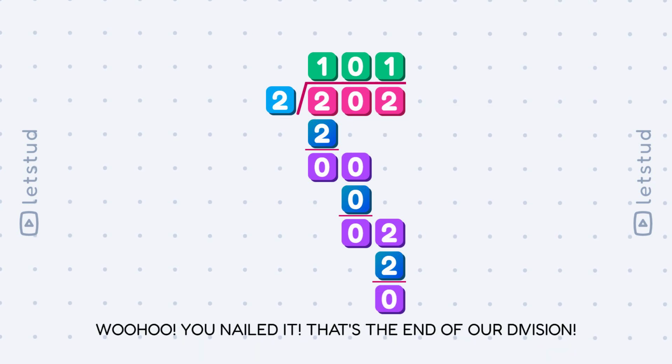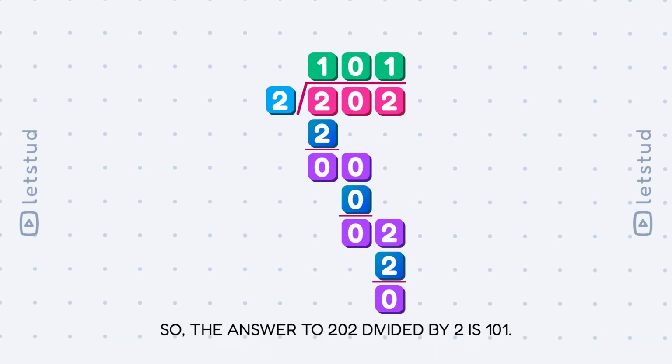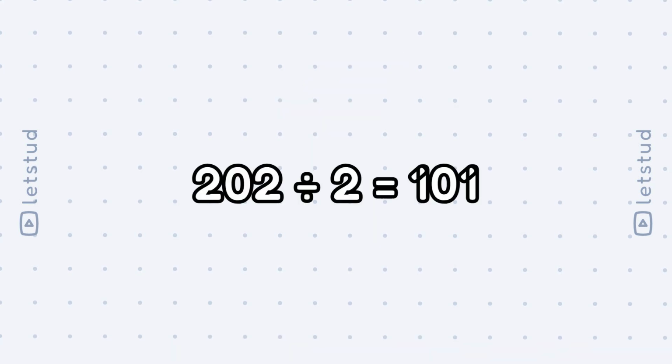That's the end of our division. We've successfully divided 202 by 2. Look at what you've accomplished. So the answer to 202 divided by 2 is 101. We just conquered dividing 202 by 2. Remember, breaking it down step by step makes even the biggest numbers friendly. Keep practicing and you'll be a long division superstar.